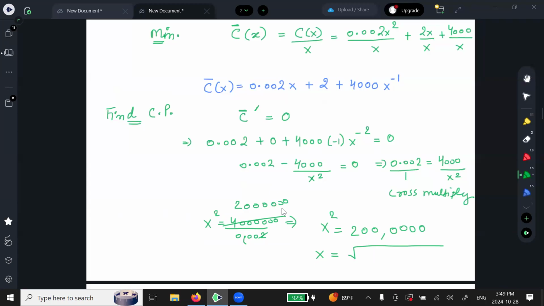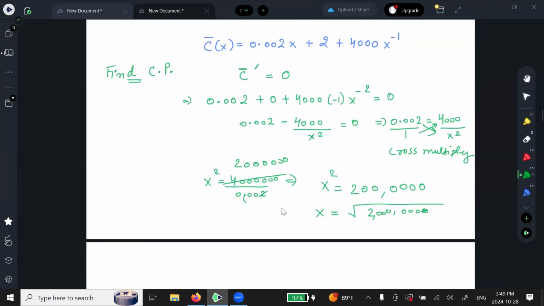No, you would cross multiply. So these two get multiplied to equal these two. So you would divide by 0.002 on both sides, right? Okay, so you have a lot of zeros here. Okay, so that's the answer.